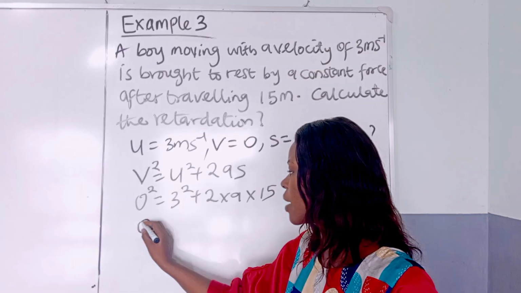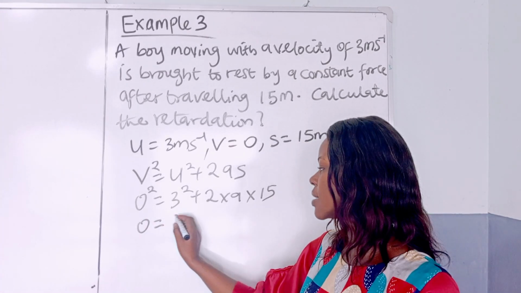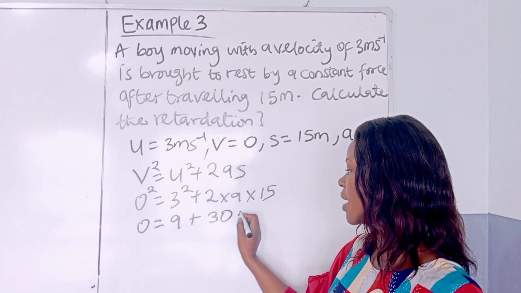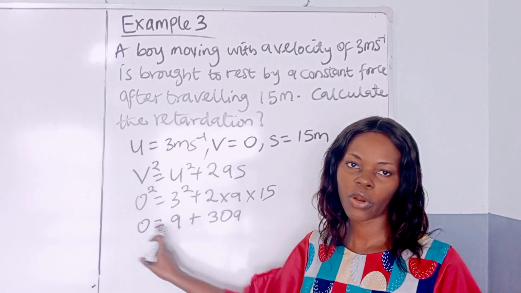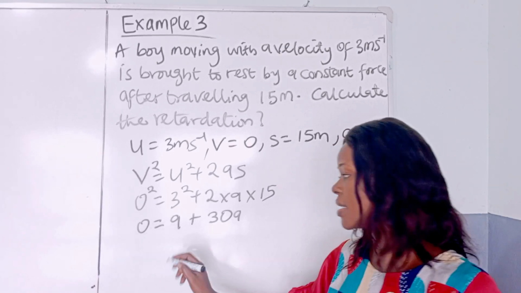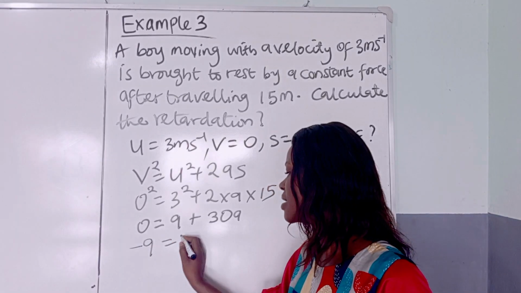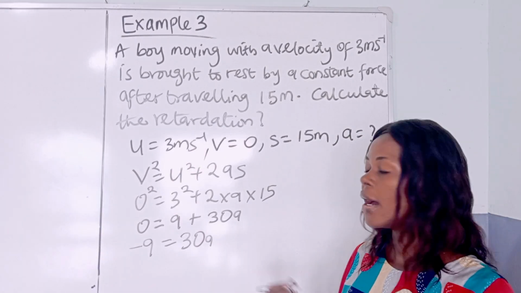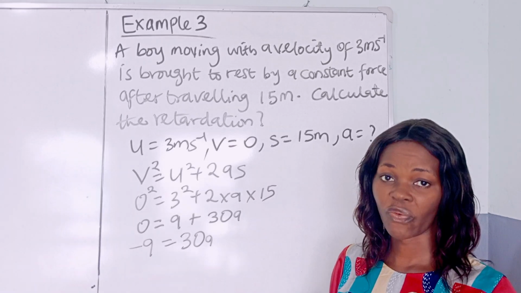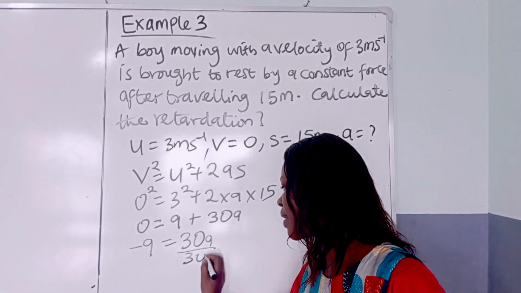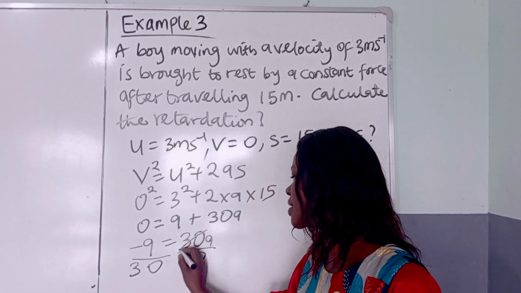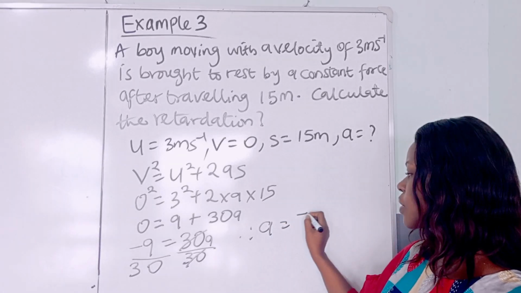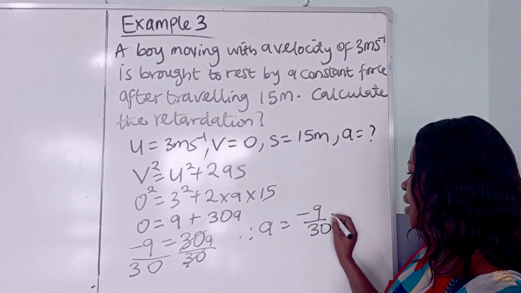Alright, so 0 squared is 0, equal to 3 squared which is 9, plus 2 times 15 which is 30, I will have 30a. Then this 9 will cross over to this side to have a negative sign. So I have minus 9 is equal to 30a. Since I'm looking for the deceleration, I'm going to divide both sides by the coefficient of a, which is 30. Okay, 30 cancels itself to 1, and I am left with a. So that means our a is equal to minus 9 over 30.